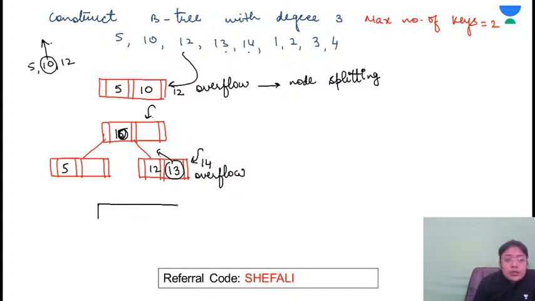So now this looks like there is no change in this node.